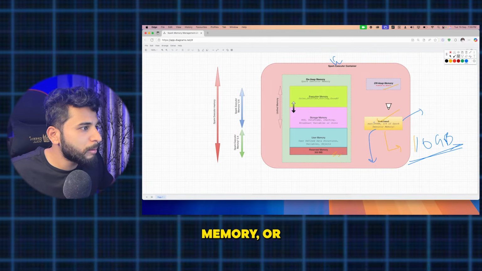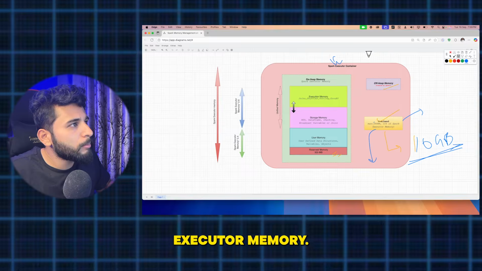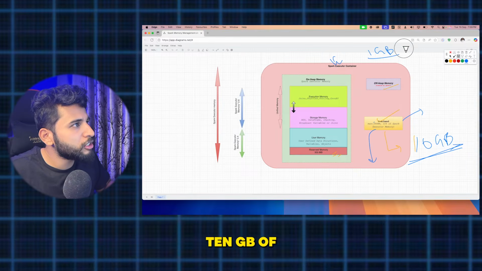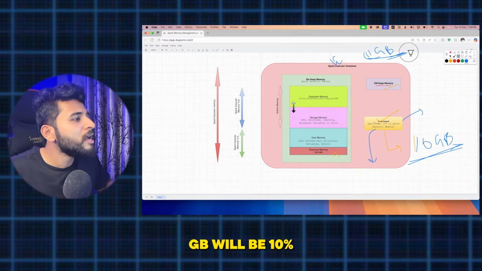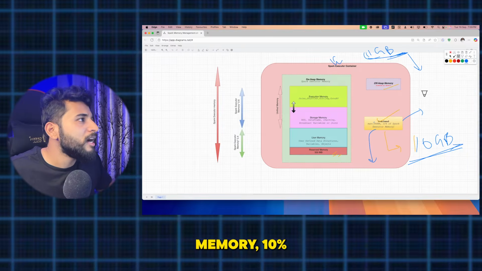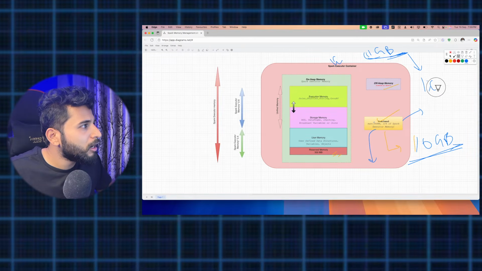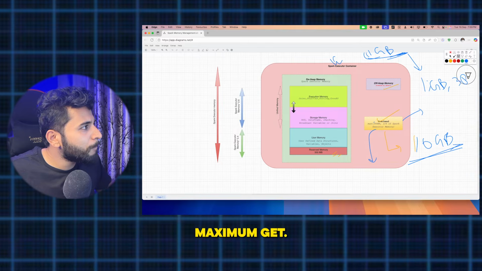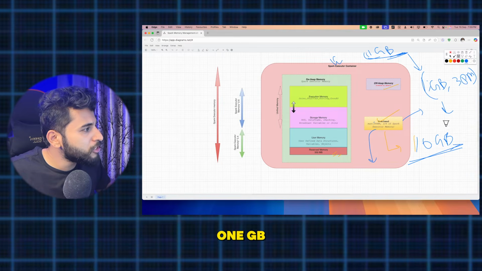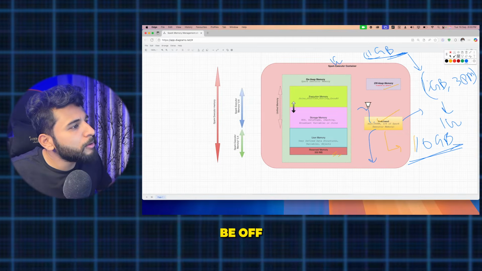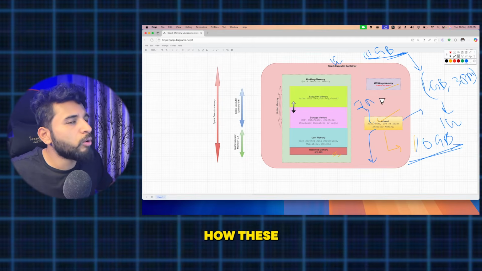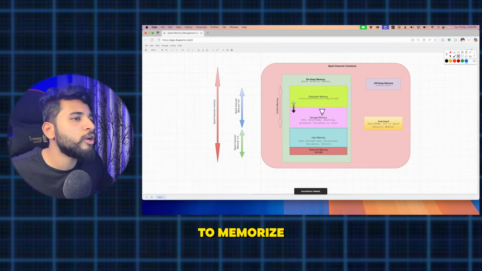10% of your executor memory, and 10% of executor memory will be about 1 GB. If 10 GB is given, about 1 GB will be 10% of this particular memory. So 10% means 1 GB, and what will the max of that and 384 MB be? It will be 1 GB only, so overhead memory will be 1 GB. This is how all these maths are important, and try to memorize this.